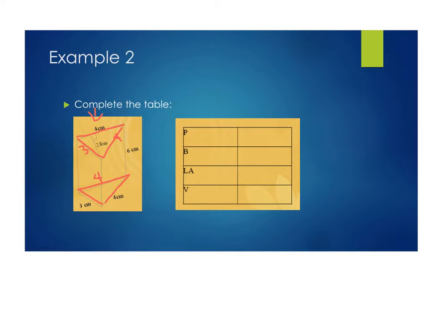So the perimeter of the base shape is going to be 3 plus 4 plus 4, and I get 11, and these are, again, centimeters. Perimeter is just whatever the units are. Next, I need to find the area of my base shape.